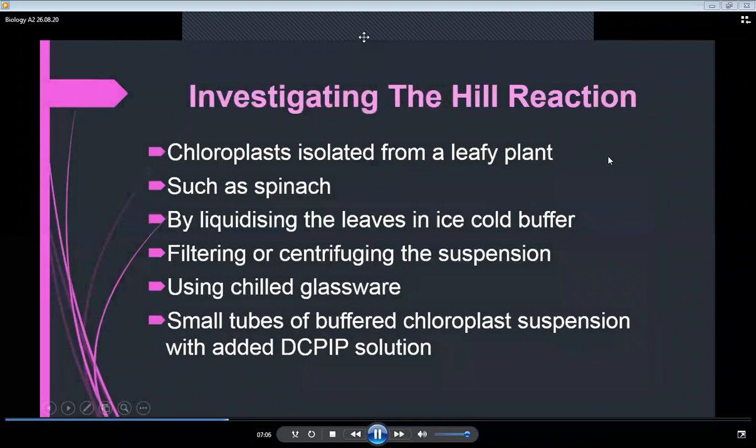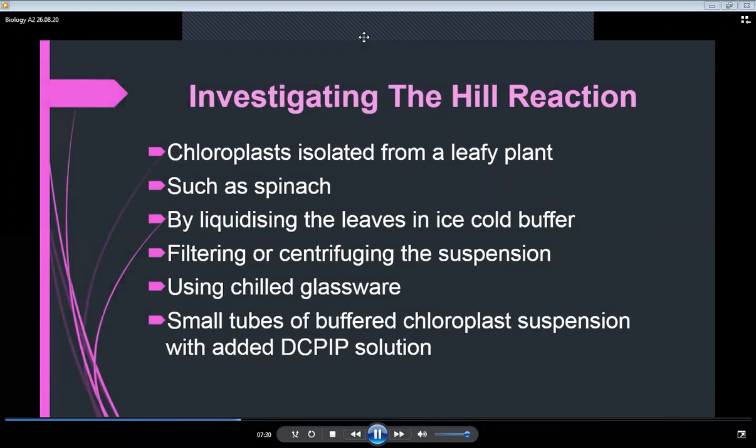Now, investigating the Hill reaction. How can it be performed? First of all, we have to isolate the chloroplast from a leafy plant. Obviously we have to take those leaves which are very green in color. So for that we can use spinach leaves, we can even use lettuce leaves, right?